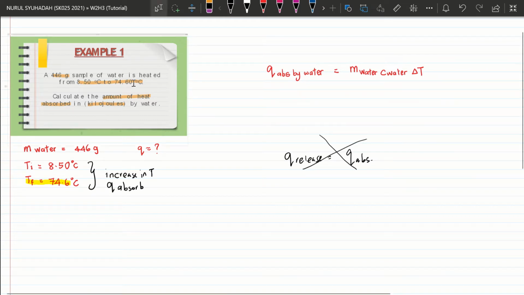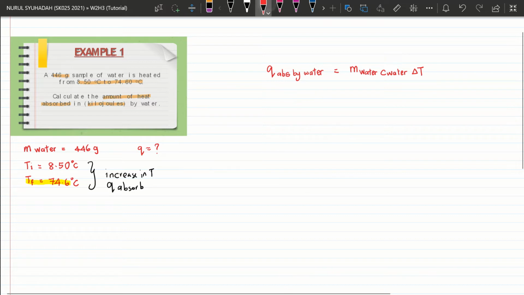Why? Because in this question, you simply only have one thing, one system. The story is only about water and there's nothing else. Meaning we will only talk about the energy being absorbed by water only. So that's why we will simply use this equation.